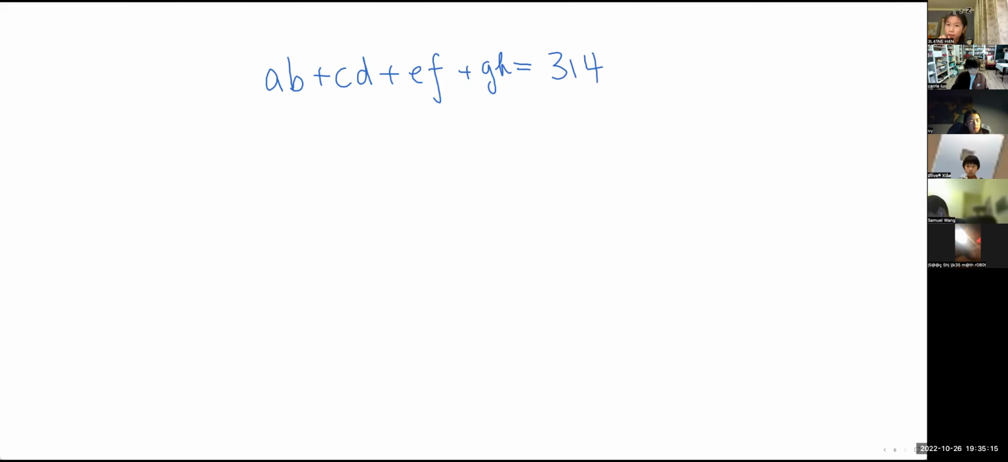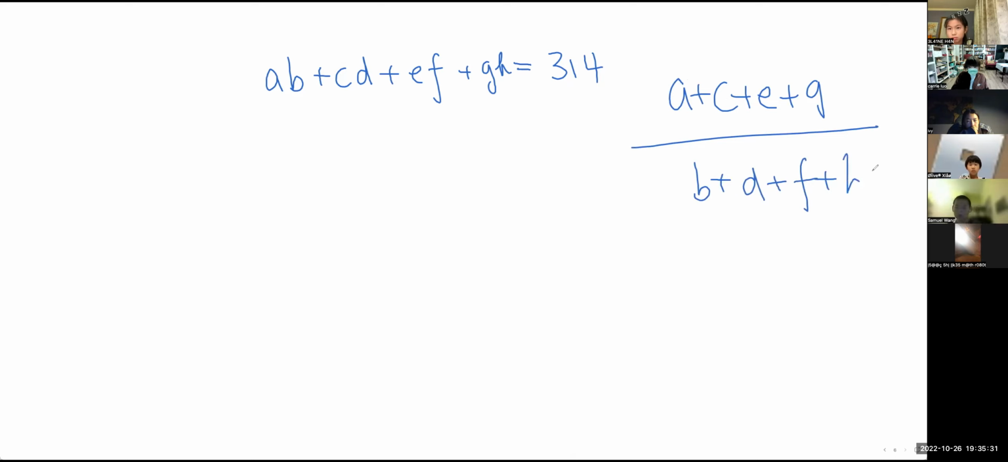So this question is: AB plus CD plus EF plus GH equals 314. Each letter represents a different non-zero number. I want you to tell me what (A plus C plus E plus G) over (B plus D plus F plus H) equals.